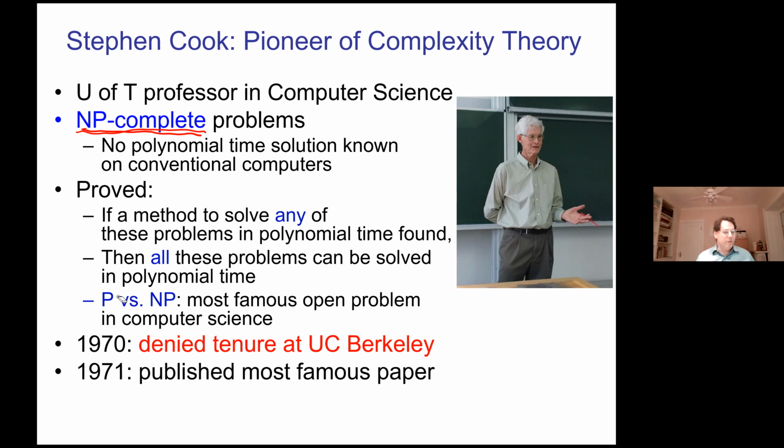But he moved to the University of Toronto, so he didn't give up. And in 1971, one year later, he published his most famous paper, the paper that set up this P versus NP problem and showed this result. In 1982, he won the computer science equivalent of the Nobel Prize, the Turing Award. It's the highest prize in computer science, named after the famous computer science pioneer Alan Turing.